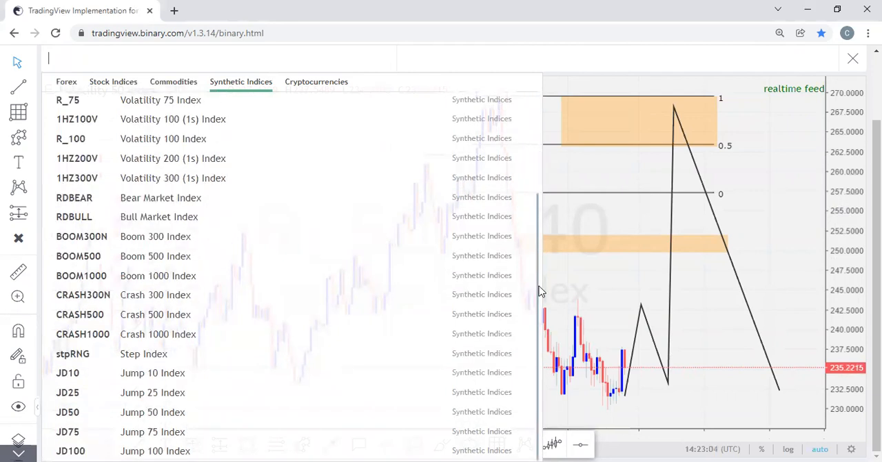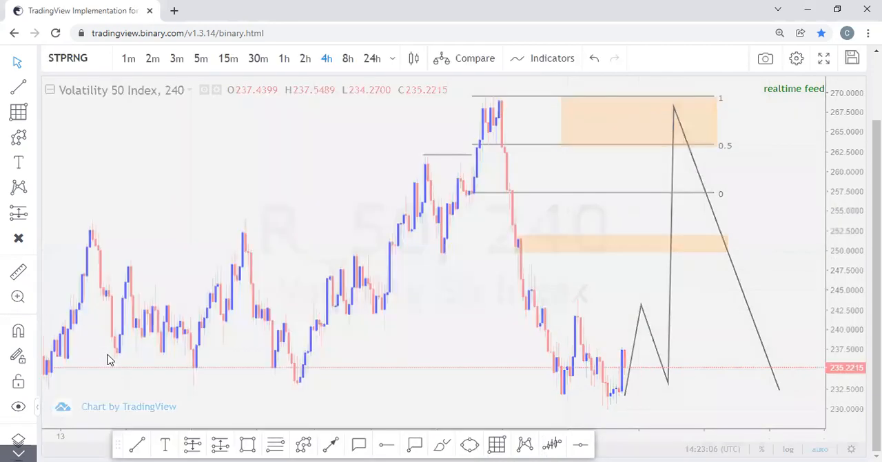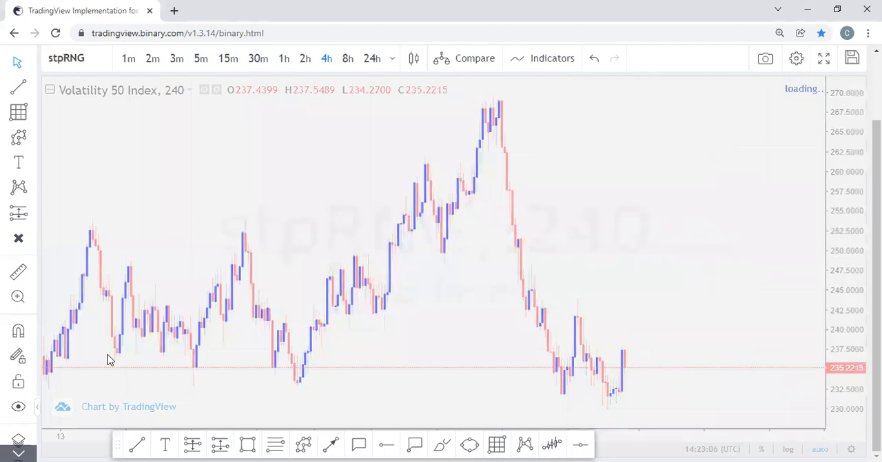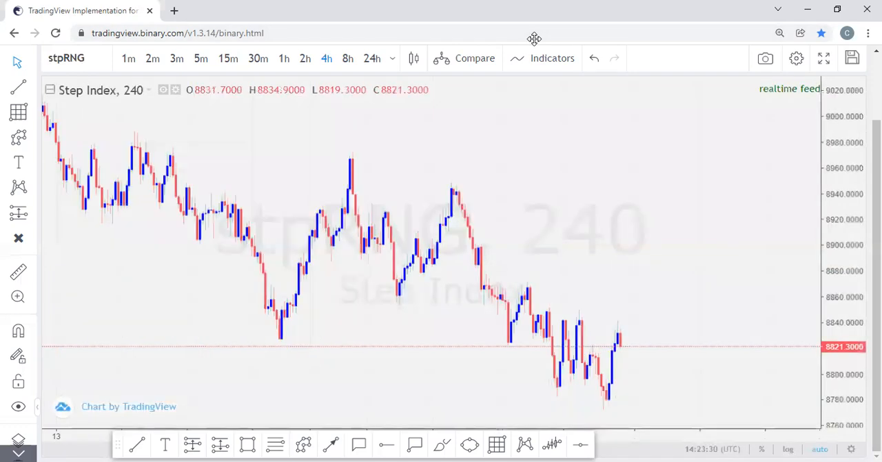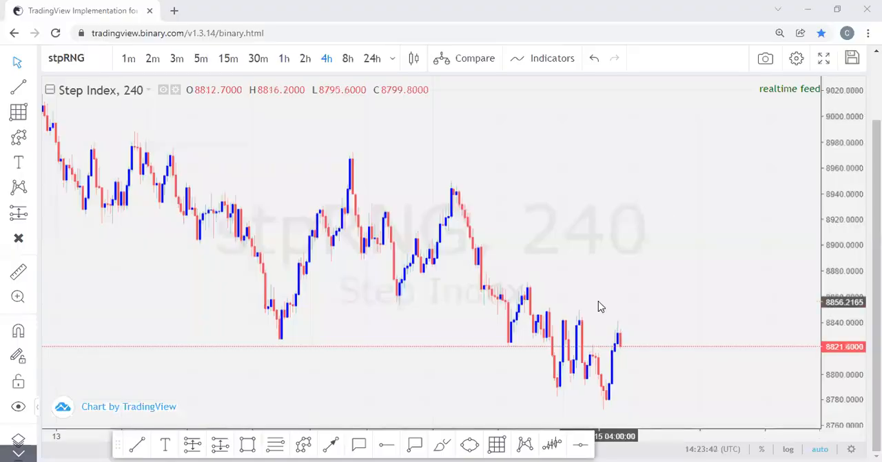I love trading step index. Love step index so much. Wow. So that's step index. Come on, load up. All right, it's based on step index.